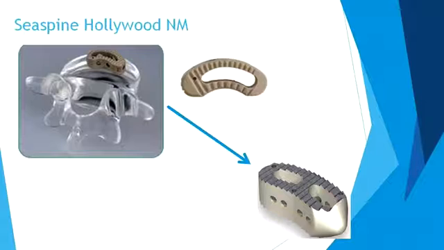So this company in San Diego had a peek cage. It's something that slides between your vertebral bodies to make disk space. And they wanted to spray it with a nano metal coating. So I think that's what NM stands for, is nano metal. It's called the Hollywood. It's very California.